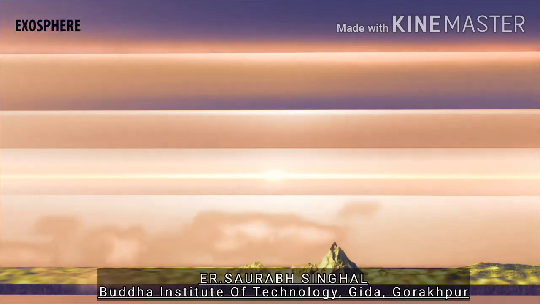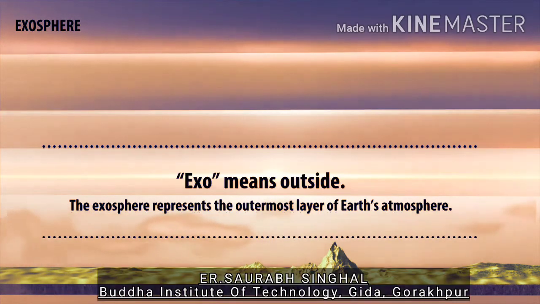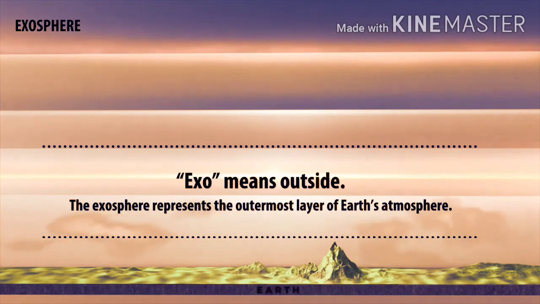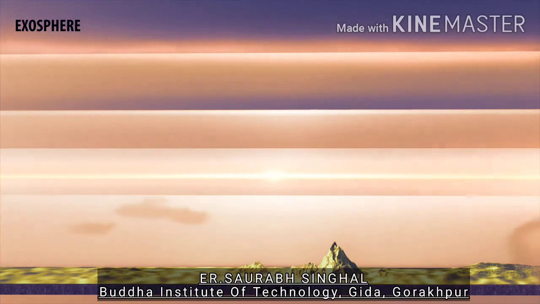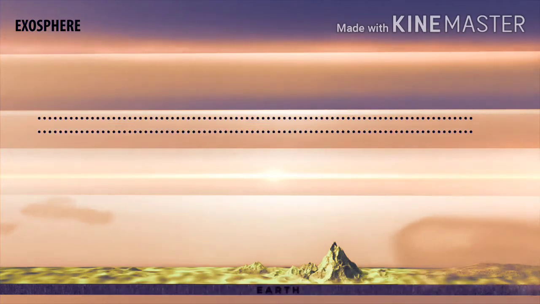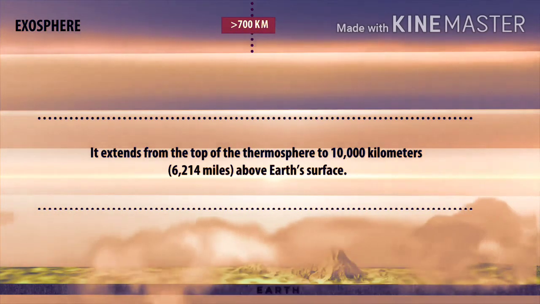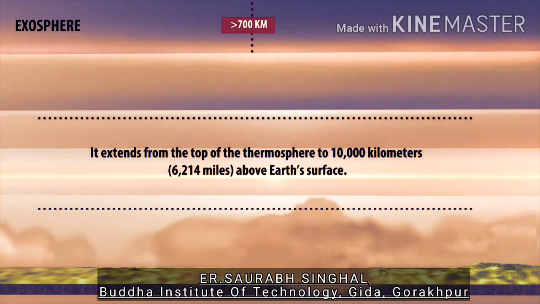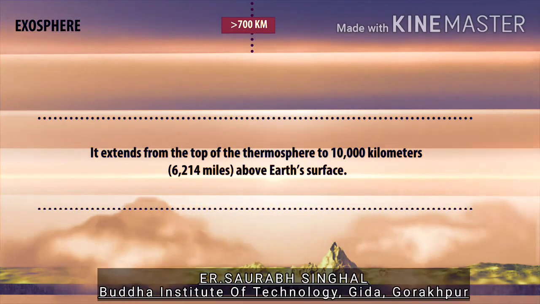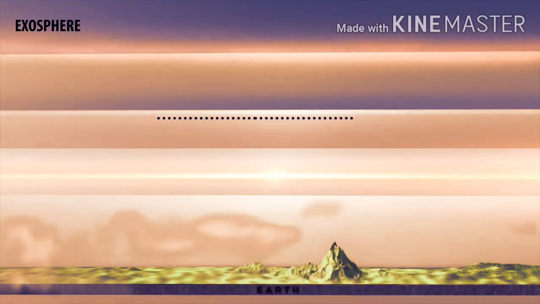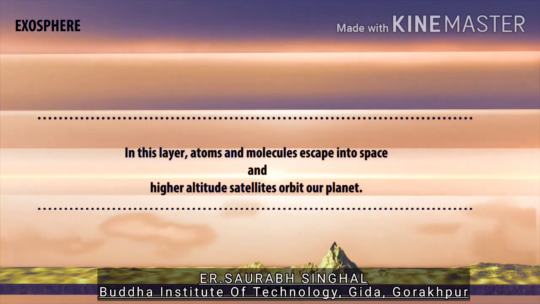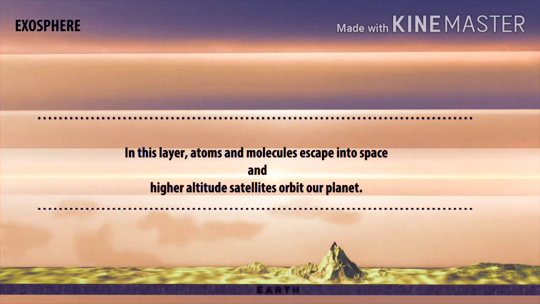The exosphere. Exo means outside. The exosphere represents the outermost layer of Earth's atmosphere. It extends from the top of the thermosphere to 10,000 kilometers or 6,214 miles above Earth's surface. In this layer, atoms and molecules escape into space, and higher altitude satellites orbit our planet.